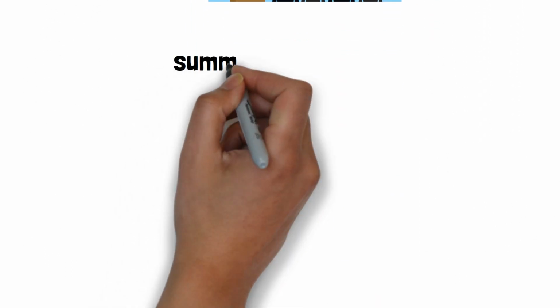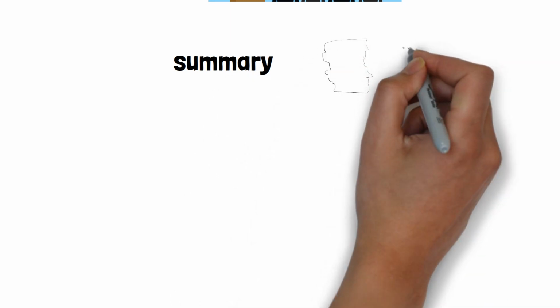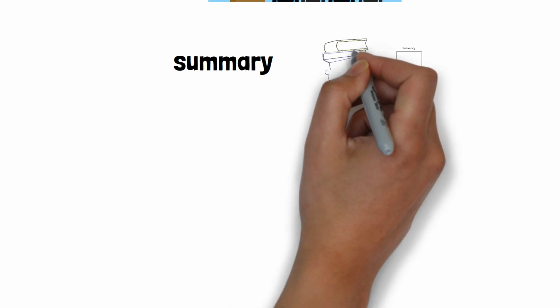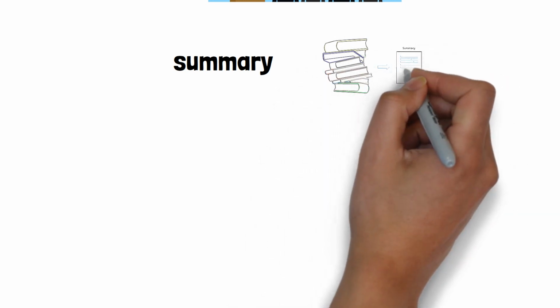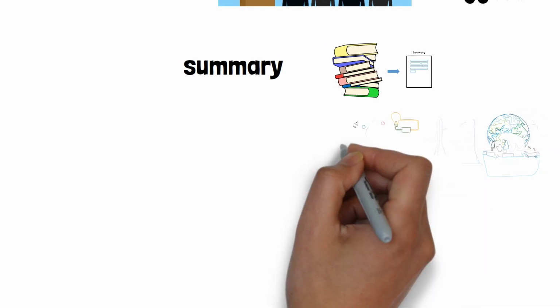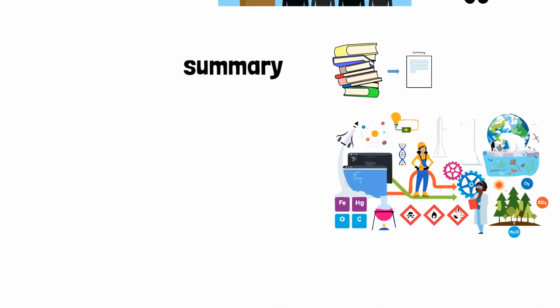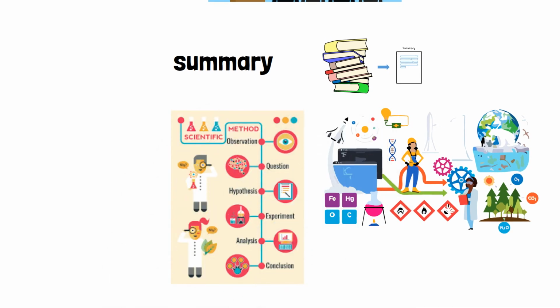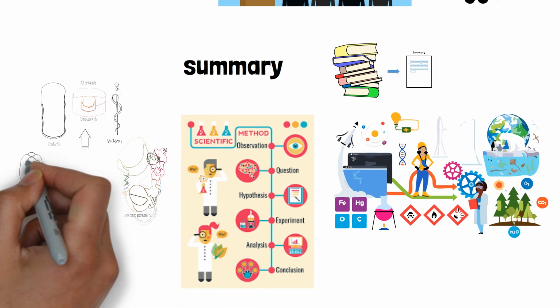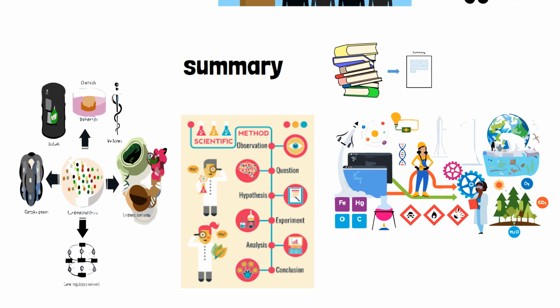In summary, the biological method is a structured approach that biologists use to investigate and understand biological problems. It involves making observations, forming hypotheses, conducting experiments, and sharing results, all of which contribute to our ever-expanding knowledge of the living world. This method has been instrumental in advancing our understanding of biology and its applications in various fields.